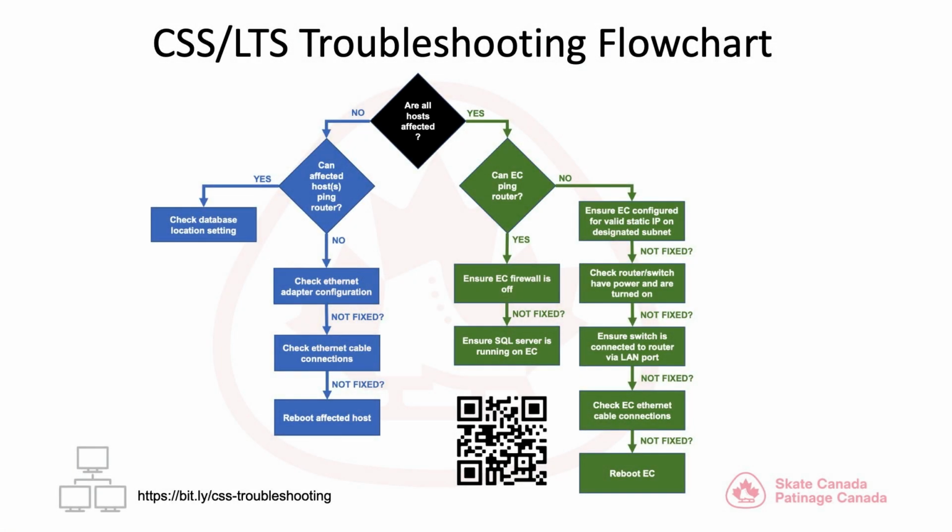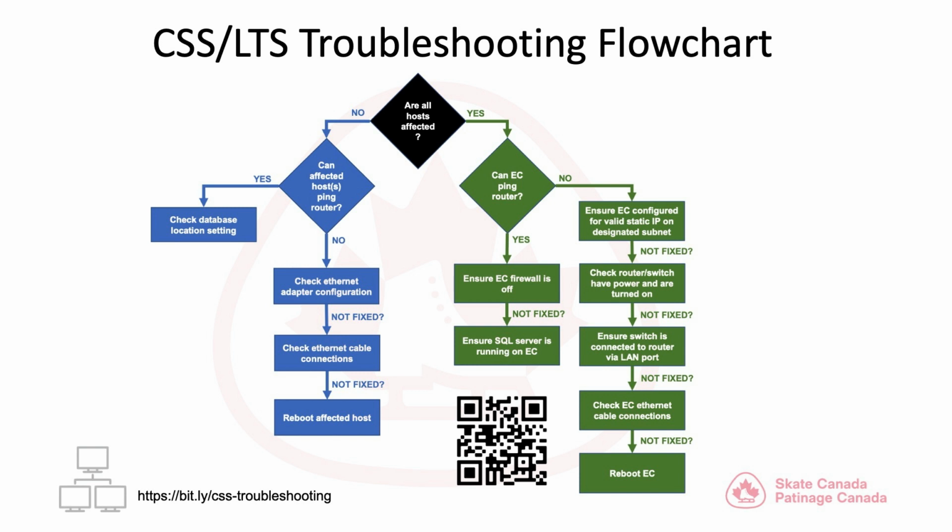To help you troubleshoot scoring system networking, I've created this downloadable diagnostic flowchart that should address most common networking problems. You can use the download link shown at the bottom or just scan the QR code. The diamonds represent decisions and the rectangles represent possible corrective actions.